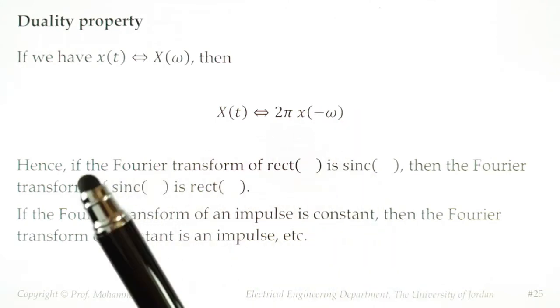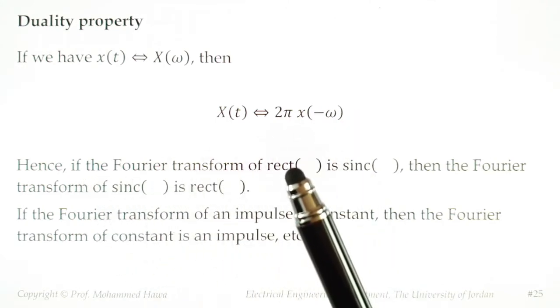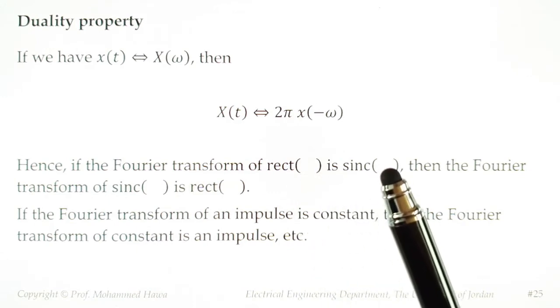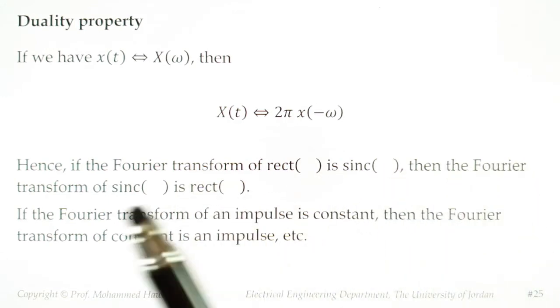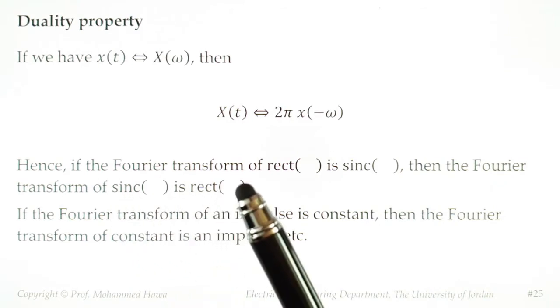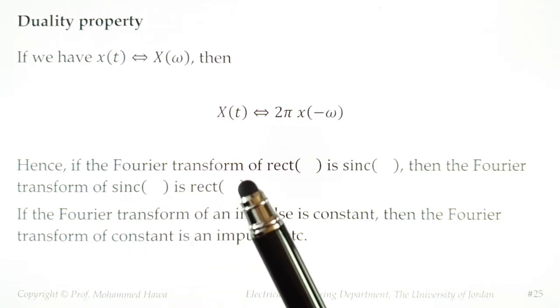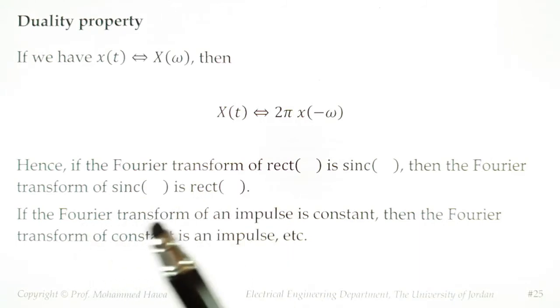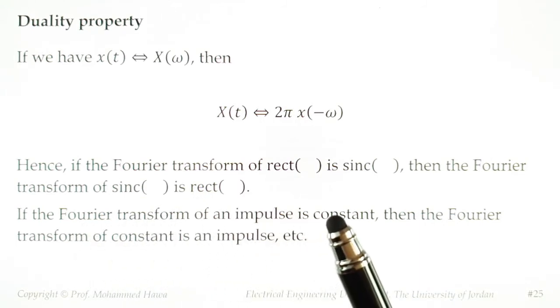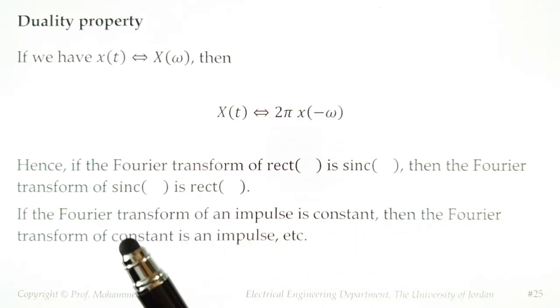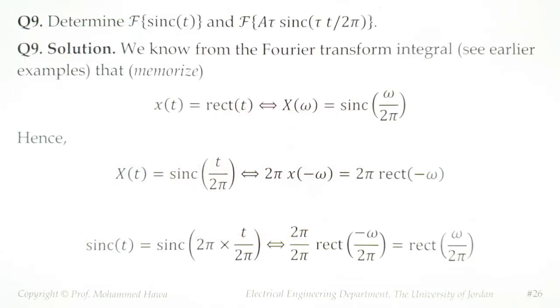As an example, if the Fourier transform of a rectangular shape in the time domain gives you sinc in the frequency domain, then the Fourier transform of sinc in the time domain will give you rect in the frequency domain. Another example, if the Fourier transform of an impulse in the time domain gives you a constant in the frequency domain, then the Fourier transform of a constant in the time domain will give you an impulse in the frequency domain. This is a very general rule. It's called the duality property, and it allows you to calculate the Fourier transform of so many signals.